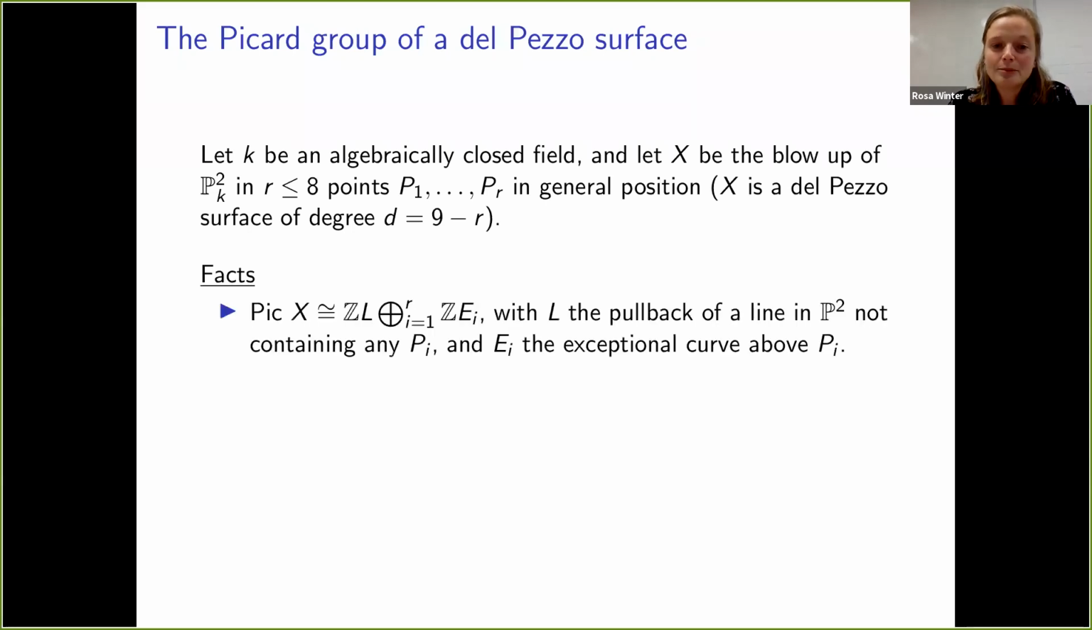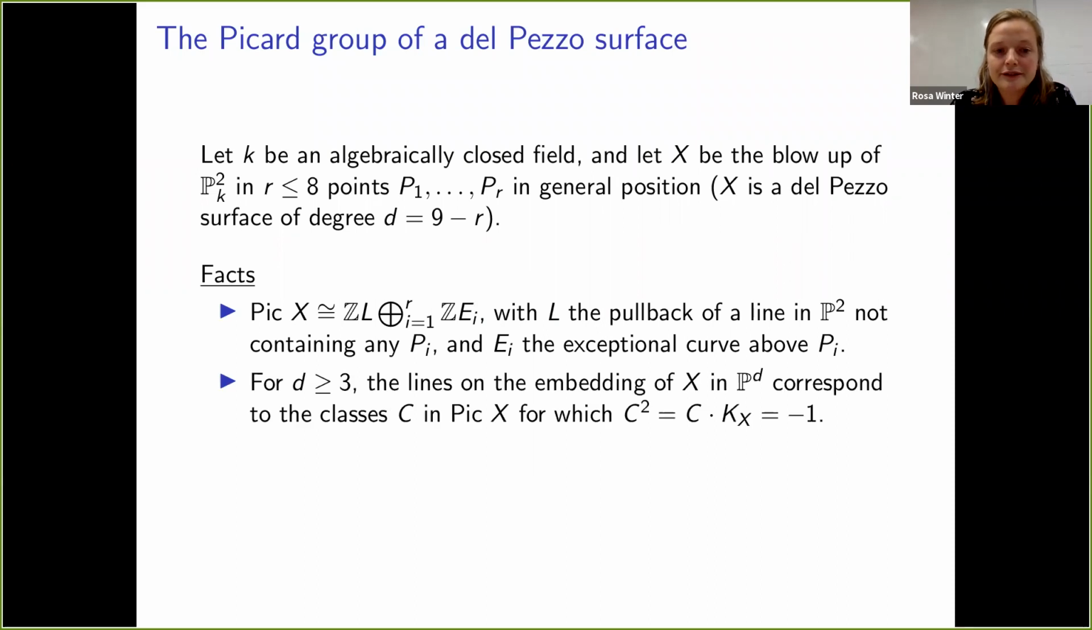Then the Picard group is the direct sum of some copies of Z, where L is the pullback of a line in P2, which is not going through any of the points you blow up, and E_i is the exceptional curve above the point. So the Picard group is completely described. Of course, if you blow up, you know exactly what the Picard group looks like.